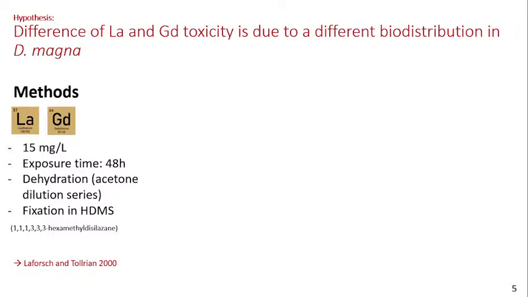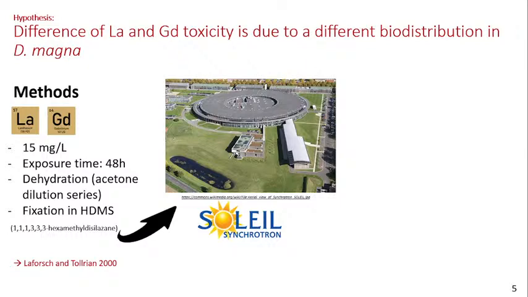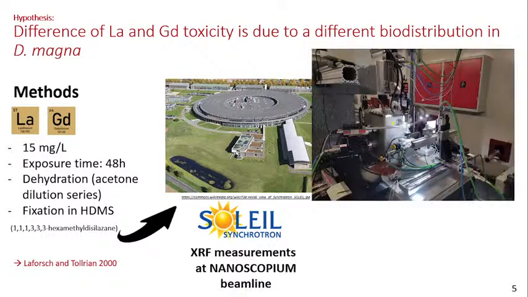I exposed my organism for 48 hours, and after 48 hours, I took only the alive organism that unfortunately I had to kill, to dehydrate in different acetone series and fix them with some HMDS according to the technique of Laforge-Tolrien. And the samples, I brought them to Soleil, that we visited a year ago, to do some X-ray fluorescence measurements at the Nanoscopium beamline that you can see just here. The idea was to be able to map the distribution of the different elements in my organism.